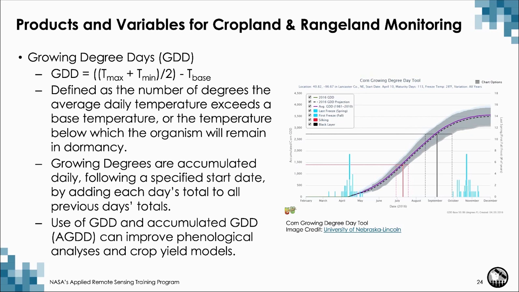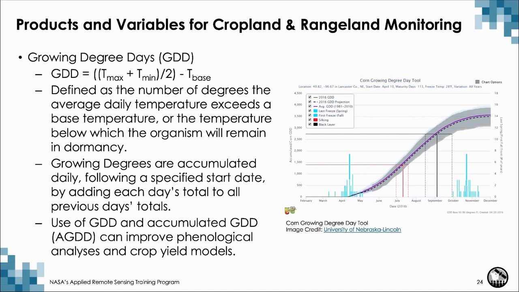Growing degrees are calculated each day as the maximum temperature plus the minimum temperature divided by 2, or the mean temperature, minus the base temperature. Growing degree days are accumulated by adding each day's growing degrees contribution as the season progresses. If the average temperature is below the base temperature, the growing degree day value for that day is 0. Use of growing degree days and accumulated growing degree days can improve phenological analyses and crop yield models.